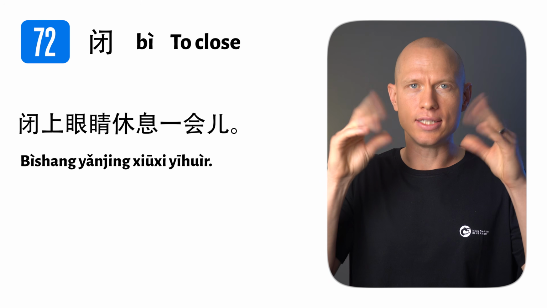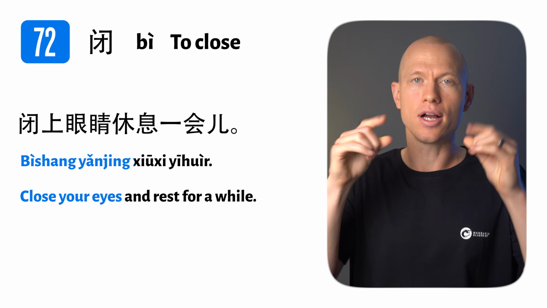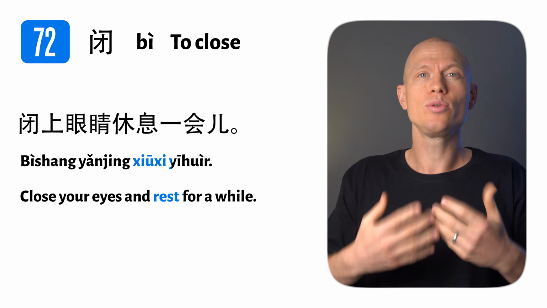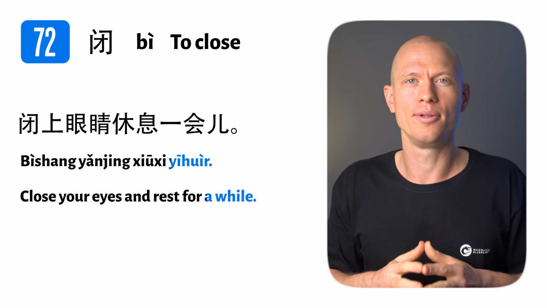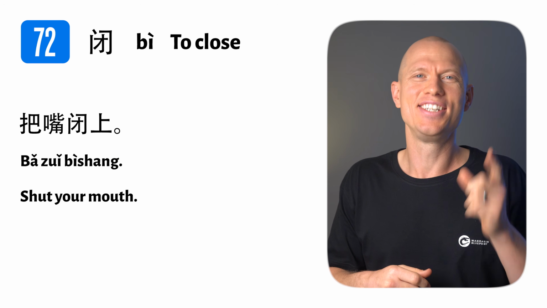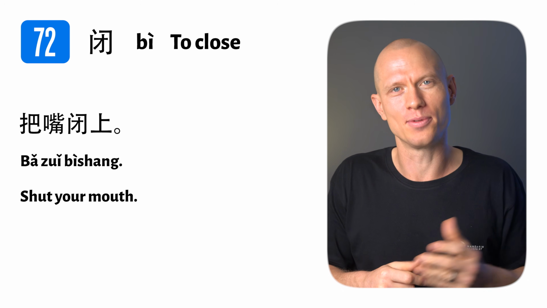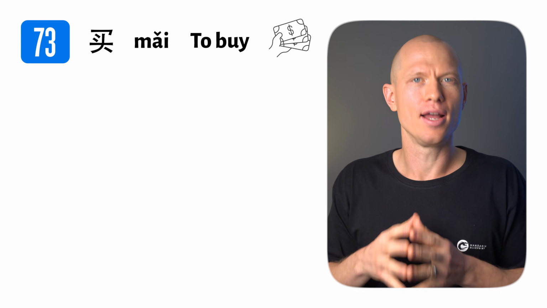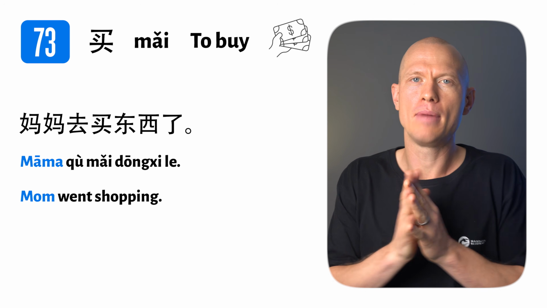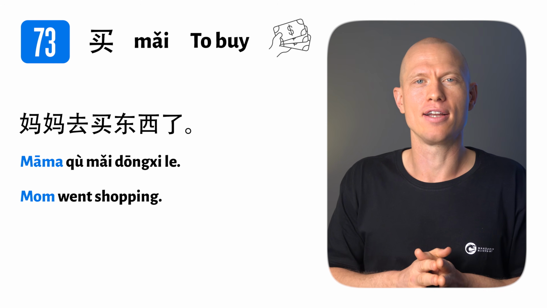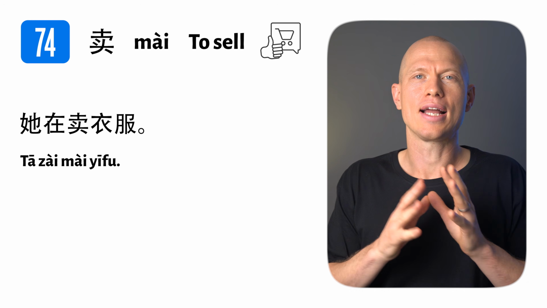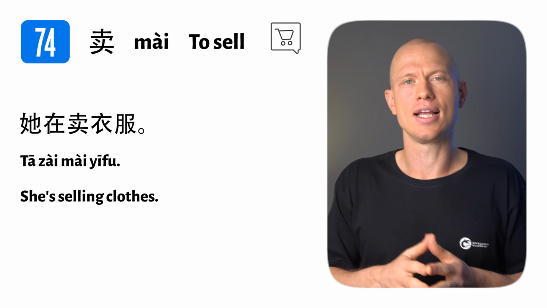Next up, 闭, as in close. 闭上眼睛, 休息会儿. 闭上眼睛, close your eyes. 休息, rest 一会儿, a while. 把嘴闭上. Shut your mouth. This is really harsh, but it could be useful in certain situations. Next verb for you is 买, to buy. 妈妈去买东西了. Mum has gone to buy stuff, has gone shopping. And the opposite of buy is sell. 卖. 她在卖衣服. She's selling clothes.